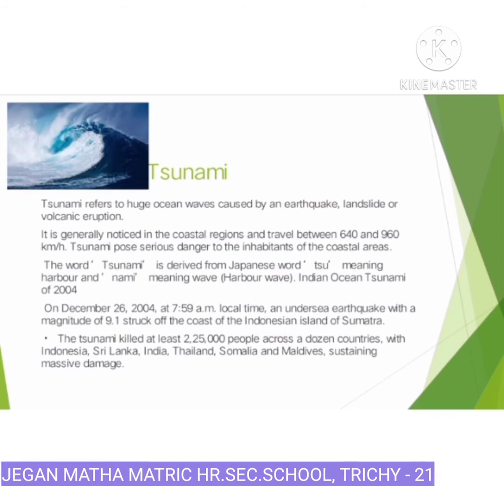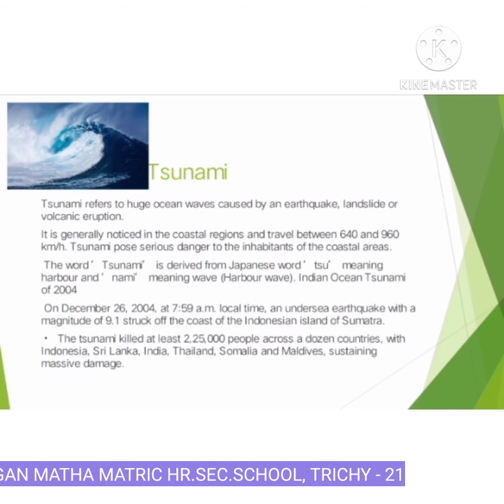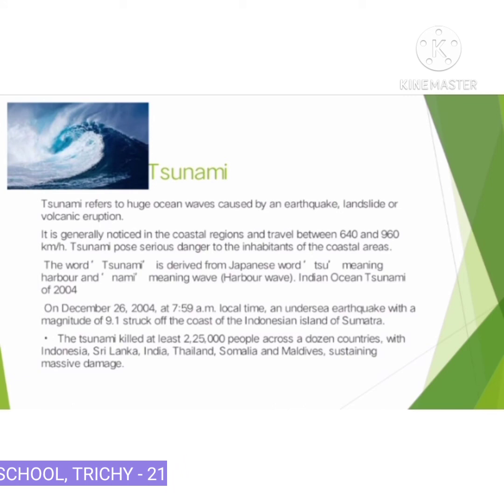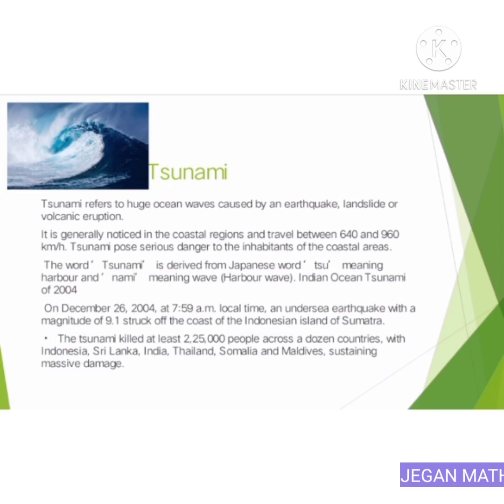Next one is tsunami. Tsunami refers to huge ocean waves caused by an earthquake, landslide, or volcanic eruption. It is generally noticed in the coastal regions and travels between 640 to 960 kilometers per hour. Tsunami poses a serious danger to the inhabitants of coastal areas. The word tsunami is derived from the Japanese words: tsu means harbor and nami means waves. On December 26, 2004 at 7:59 am local time, an undersea earthquake with the magnitude of 9.1 struck off the coast of the Indonesian island of Sumatra. The tsunami killed at least 225,000 people across a dozen countries, including Indonesia, Sri Lanka, India, Thailand, Somalia and Maldives.